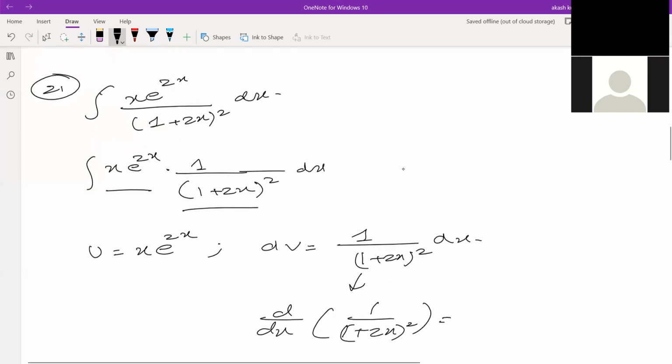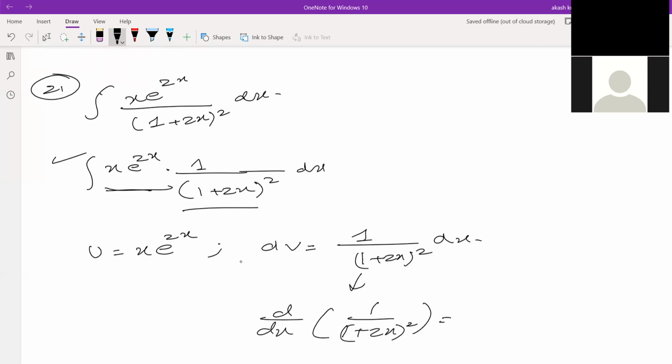We are actually doing question number 21, which is x e raised to the 2x over 1 plus 2x whole square. I just wrote my function in this form separately, like numerator and denominator separately. So x e^2x multiplied with 1 over 1 plus 2x whole square dx. Now my next step is to identify what is my u and what's my dv. I chose my u as x multiplied with e raised to the power 2x and dv as 1 over 1 plus 2x whole square dx.